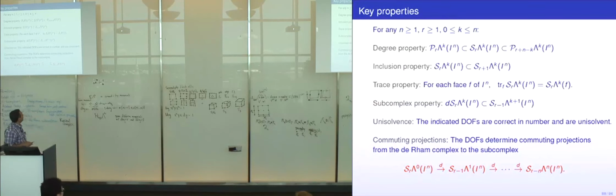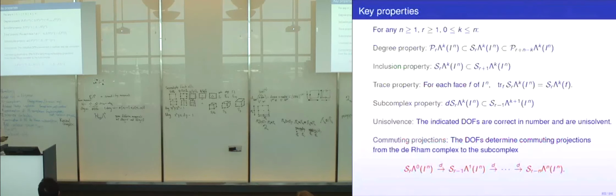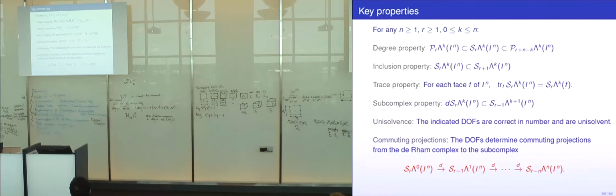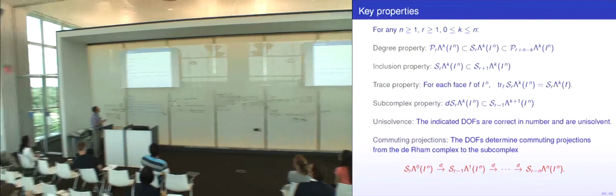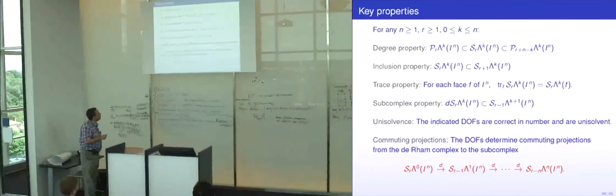Okay, so where we are is we simply had this definition. It's just that crazy space and the simple degrees of freedom. And we get some properties of them. One of the nice things is the properties are completely universal. They work for any dimension, any degree, and any form degree. First of all, the space we defined, S_r Λ^k, contains P_r. And it's not contained in P_{r+1}, but it's contained in P_{r+n-k}. So you have a few extra degrees that you add.